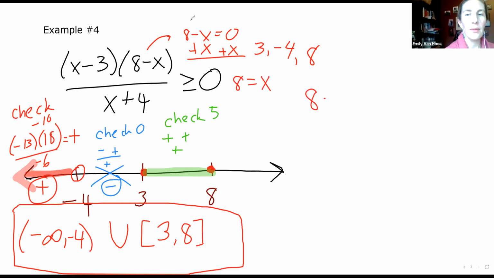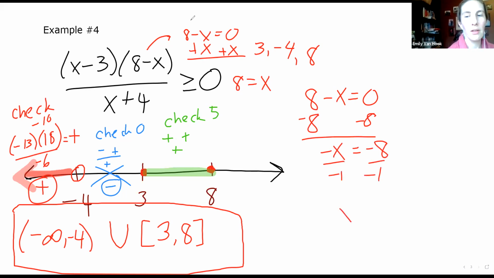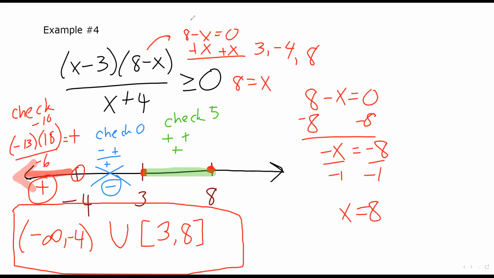Another way you could do it, if you did subtract 8 on both sides, that's okay. But notice how you would have negative x equals negative 8. So you'd have to divide by negative 1 to finish it. So I know it's a little backwards from what we're used to seeing. Does that answer what you're asking? Yes. Okay, good question. Anything else so far?